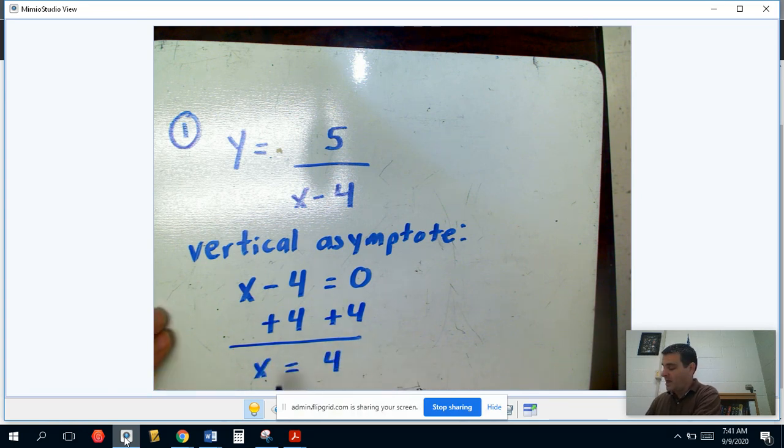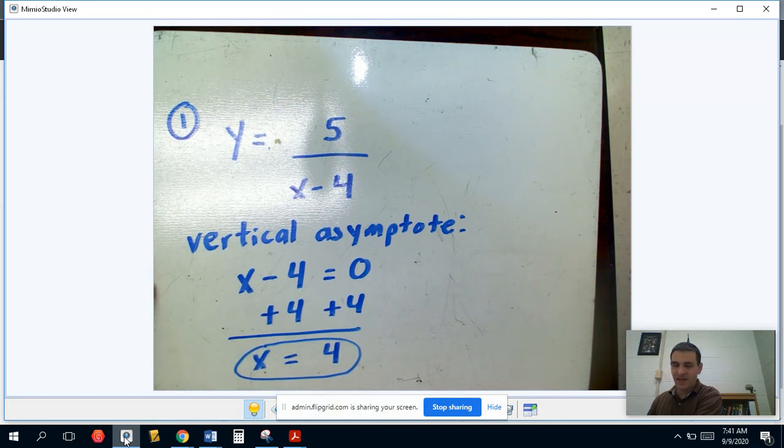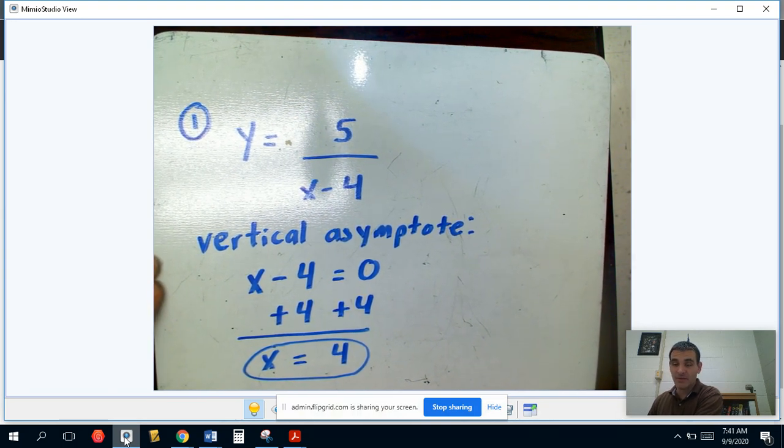X equals 4. And as you'll see later when we graph, you do want to put x equals 4, not just 4. Because I'll just tell you briefly here, vertical asymptote is a vertical line. If you remember from when you graph lines, you have to have x equals for a vertical line.